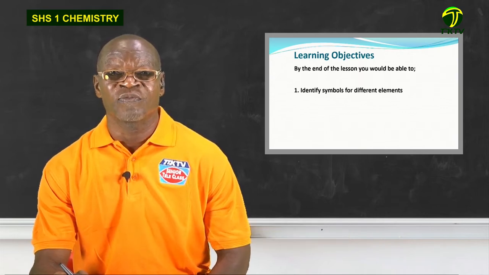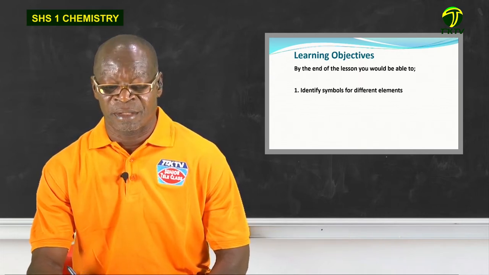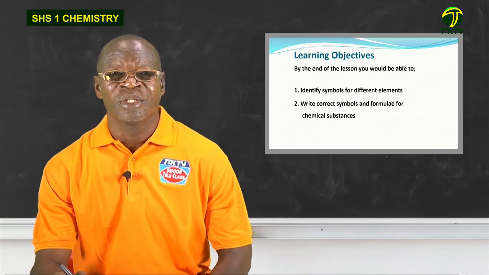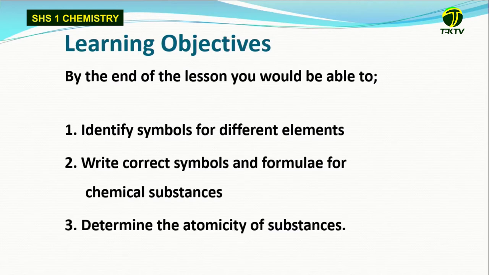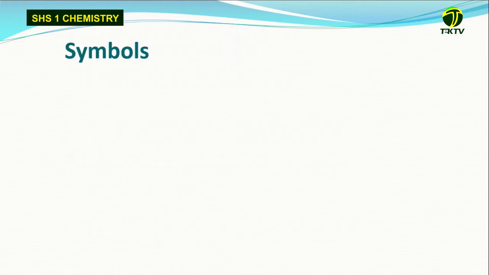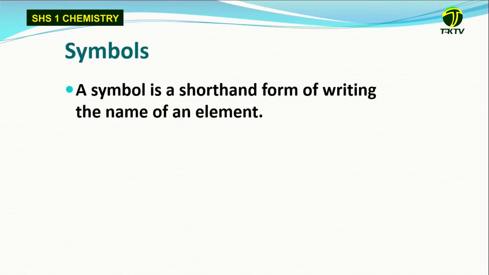identify symbols for different elements. Secondly, you will be able to write correct symbols and formulae for chemical substances. And thirdly, you will be able to determine the atomicity of substances. And what are symbols? A symbol is a shorthand form of writing the name of an element.